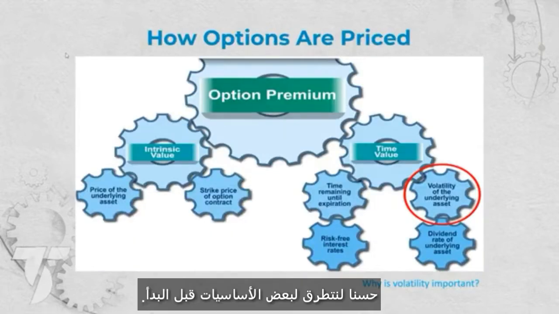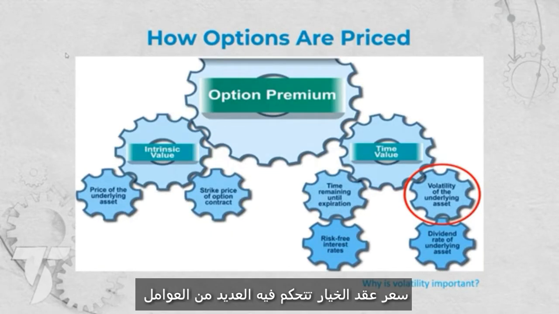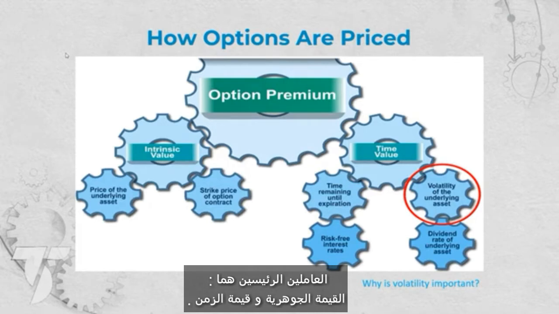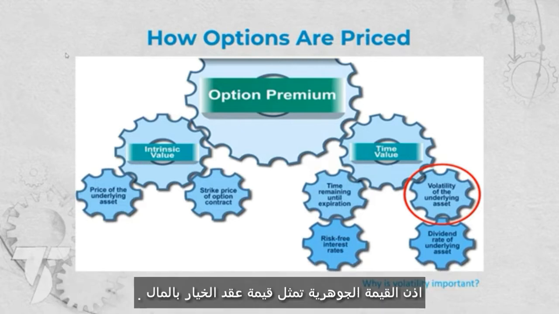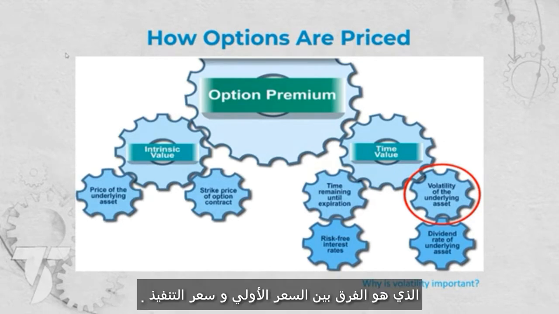So let's get some fundamentals out of the way. The price of an option is made up of a number of different market factors and elements. The two main factors are intrinsic value and time value. Intrinsic value is the part of the option price which is the difference between the strike price of the option and the current price of the underlying asset that you're about to trade. So think of intrinsic value as how much your option is in the money. It's the difference between the strike price and the current price, and of course, it depends on whether it's a call or put.